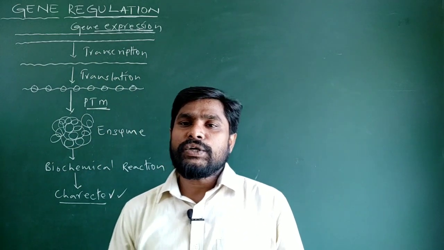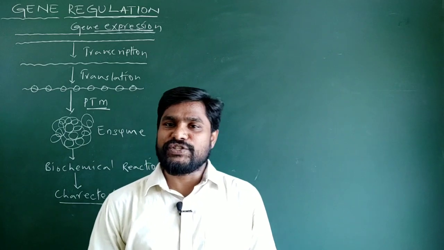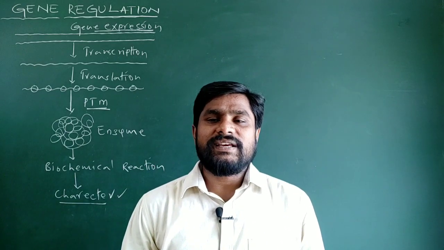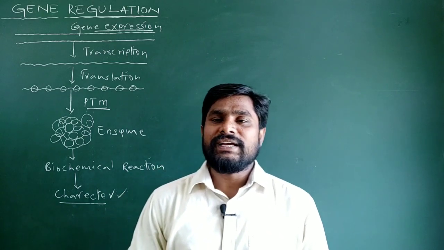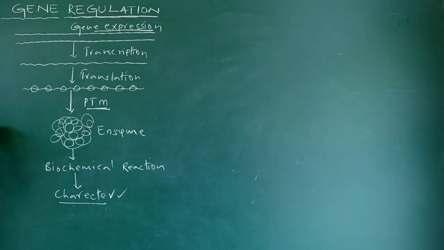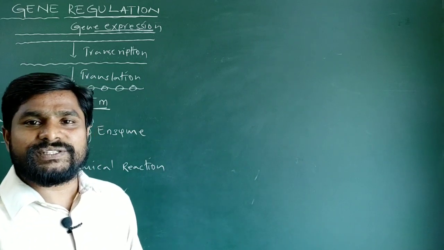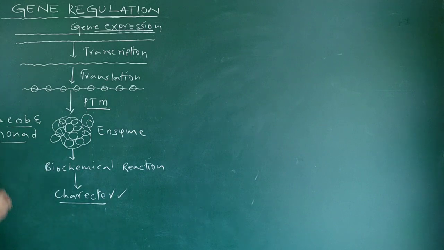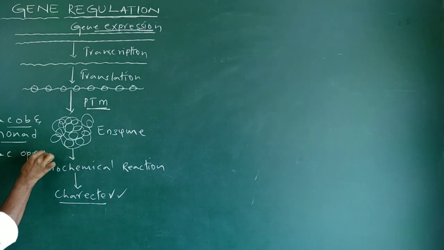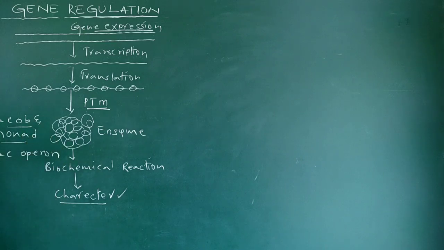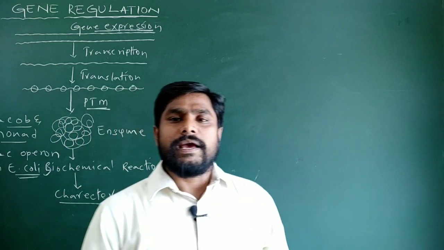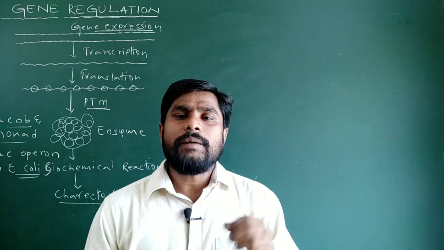What is the mechanism that is regulating the expression and suppression of a gene in the organism? Actually, that mechanism is the gene regulation mechanism, which was explained by two scientists, Jacob and Monod. These were the two scientists who first explained the mechanism of gene regulation by taking the lac operon in E. coli cells. E. coli is a prokaryote. This lac operon gene regulation mechanism is a model gene regulation mechanism in all prokaryotes.